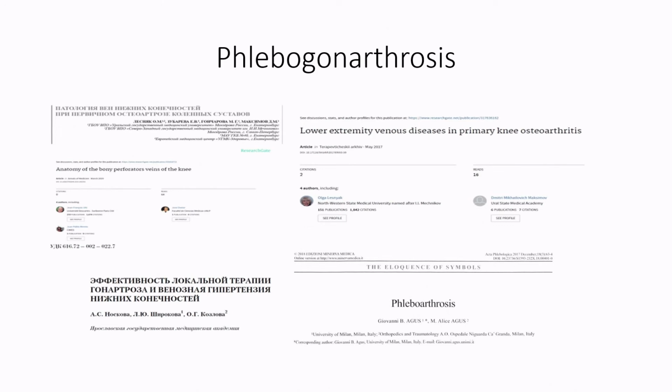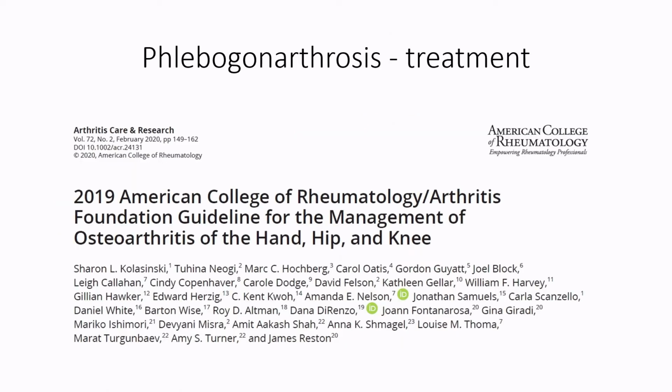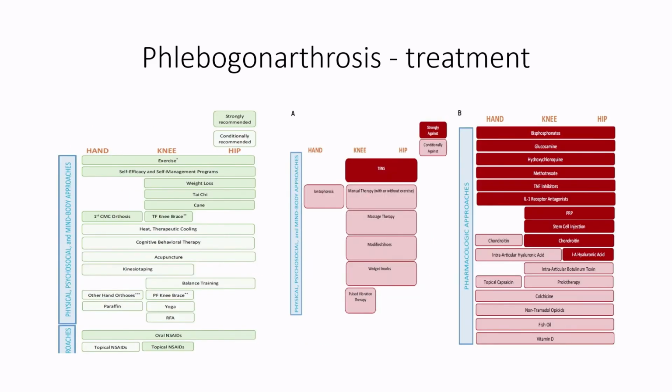You see that phleboarthrosis is a very huge problem, and recently we have been speaking about it in different journals, in Russia and in international journals. I want to talk about its treatment. In the United States, we can see the latest guideline for the management of osteoarthritis of the hand, hip, and knee. It's the latest revision of this guideline. And here we can see knee arthrosis.